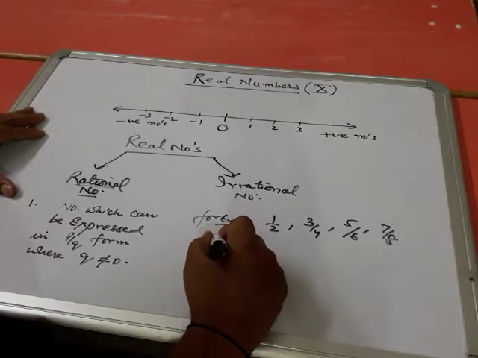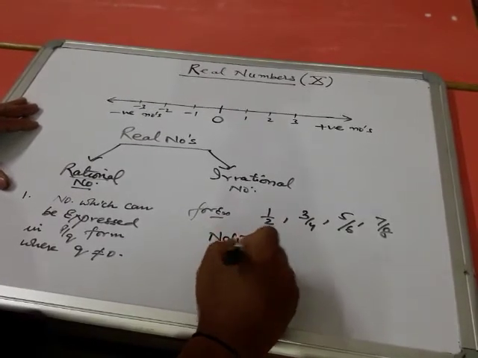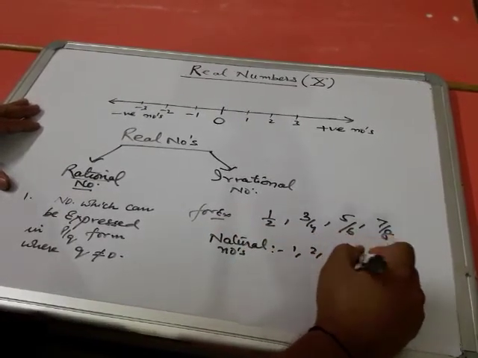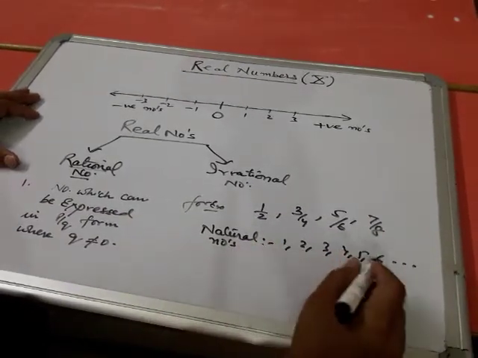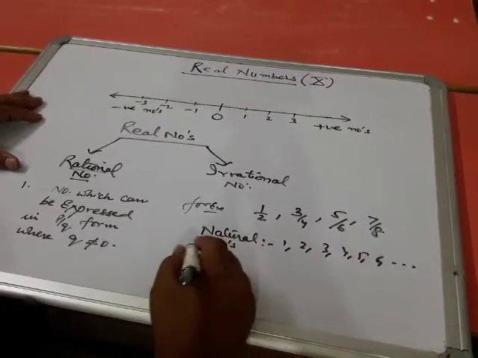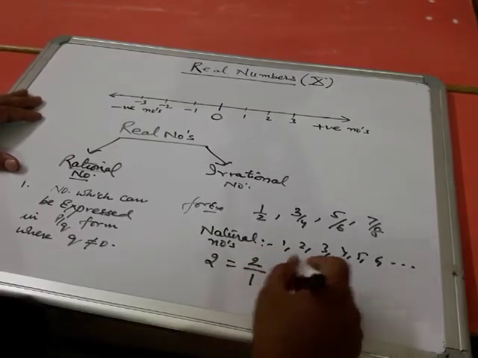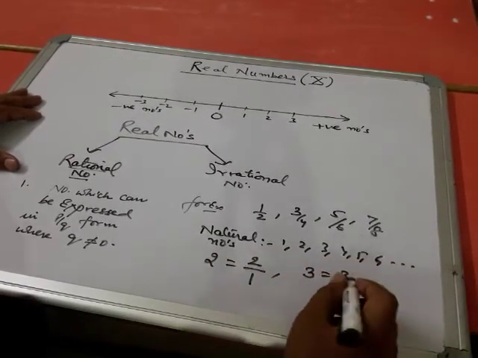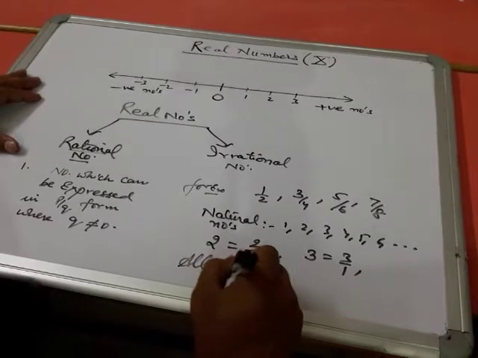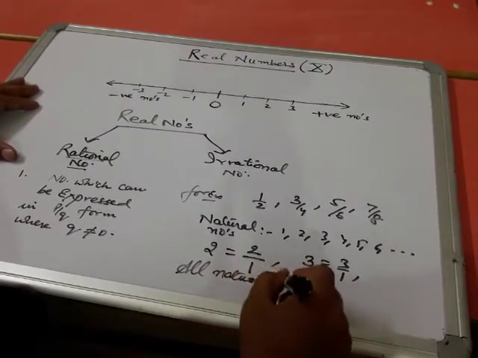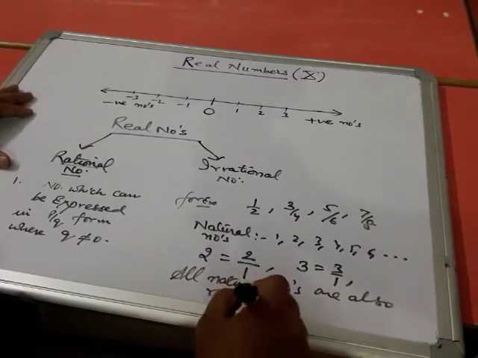Now we can also write, suppose, natural numbers. What are natural numbers? Natural numbers are 1, 2, 3, 4, 5, 6 and so on. And we can also express natural numbers in P upon Q form. For example, 2 can be written as 2 upon 1 or 3 can be written as 3 upon 1. Therefore, all natural numbers are also rational numbers.